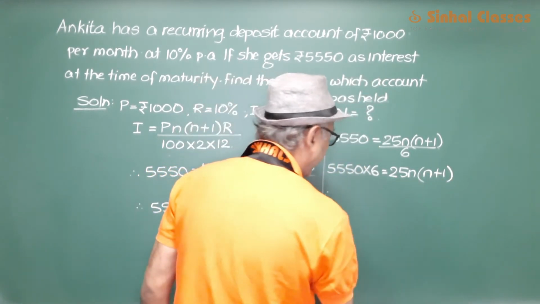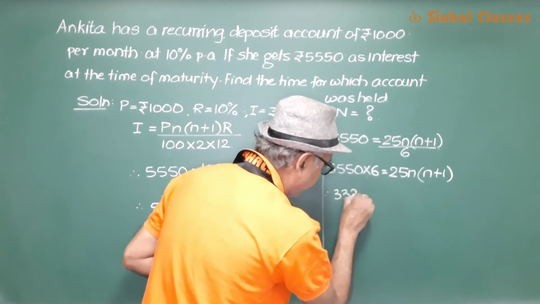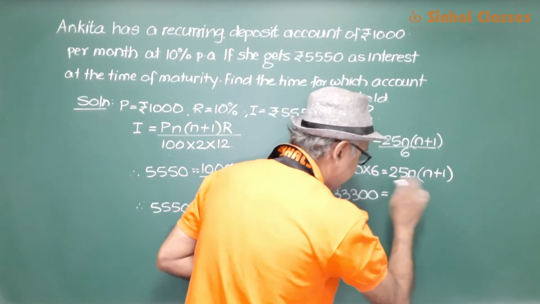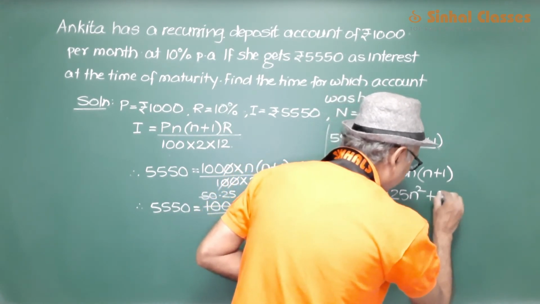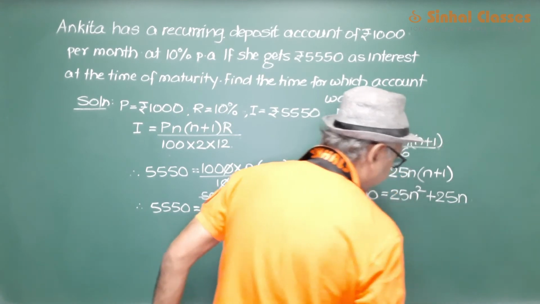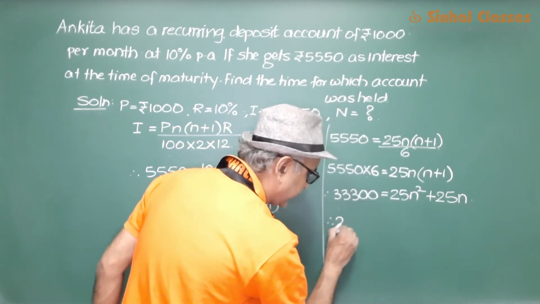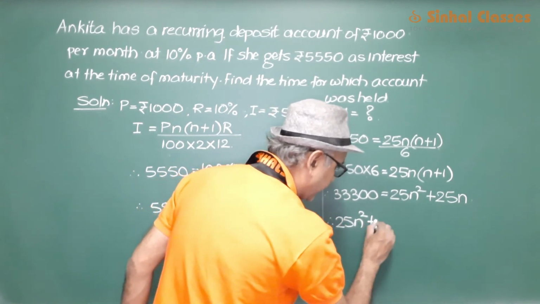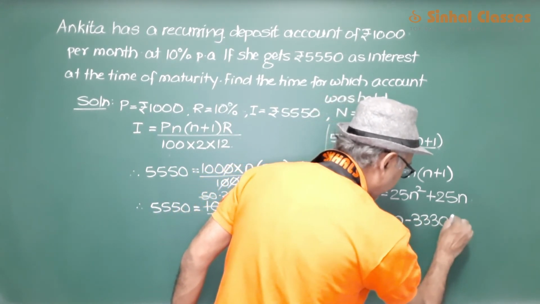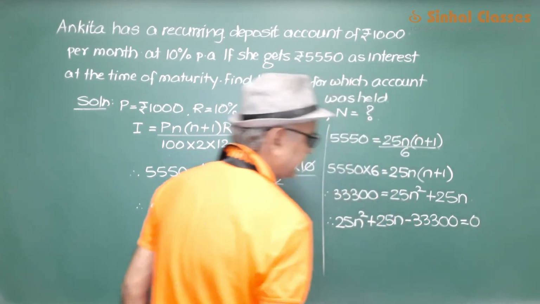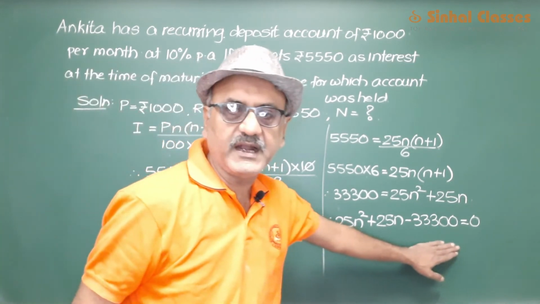Now 25 n plus 1, what we get here is 25 n square plus 25 n. Bring this term on the right hand side. 25 n square plus 25 n minus 33300 equals 0. On doing so, you have got a quadratic equation here.